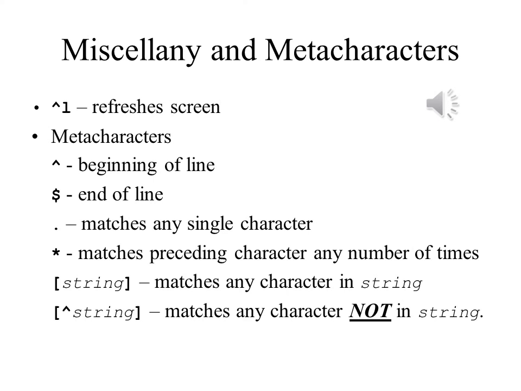The period will match any single character. And in the case of an asterisk, it'll match the preceding character any number of times, from 0 or more occurrences. If I have a set of characters inside square brackets, it'll match any one of those characters. And if I begin that with a caret, it will match characters that are not in that string.